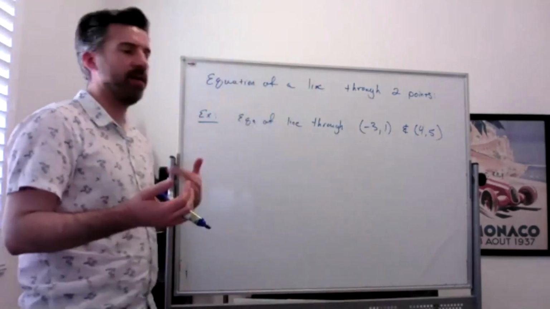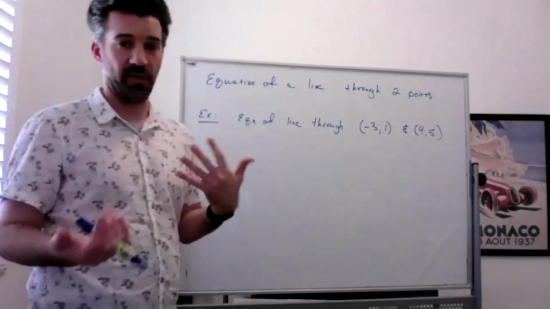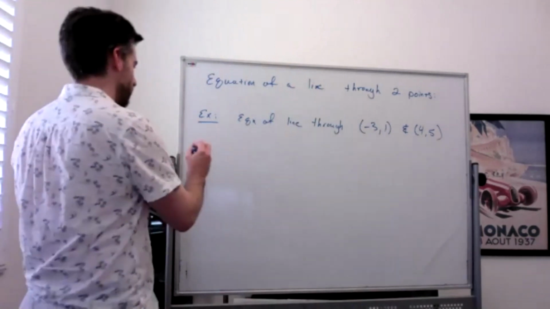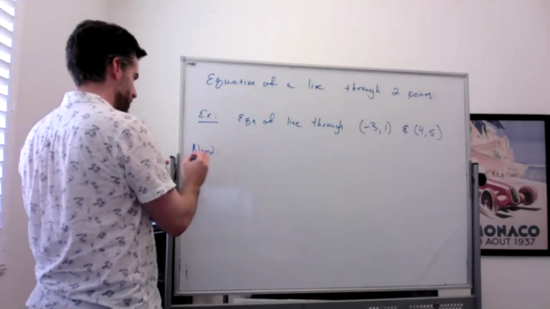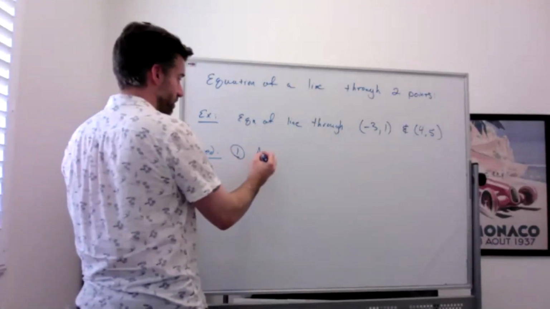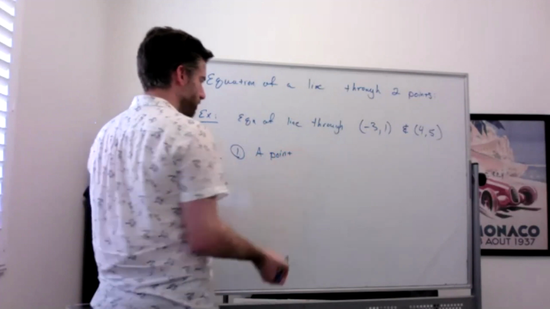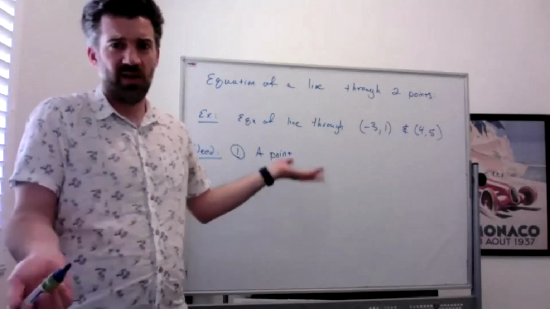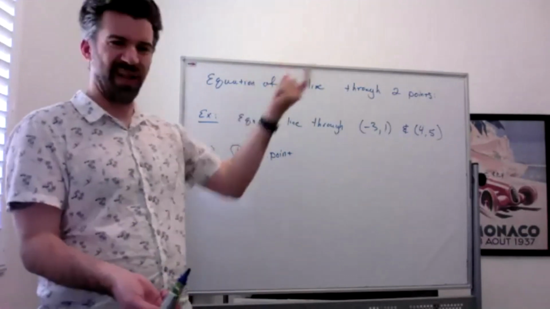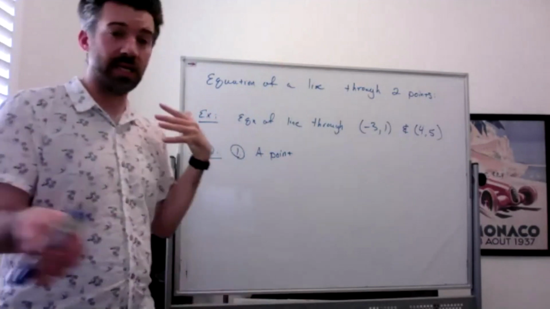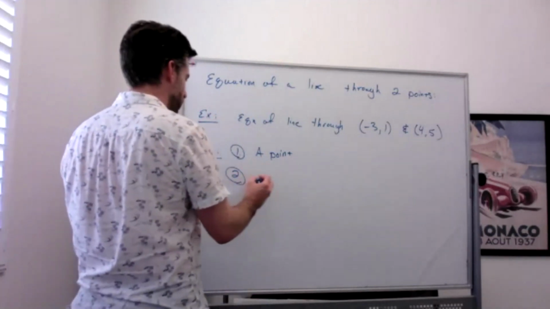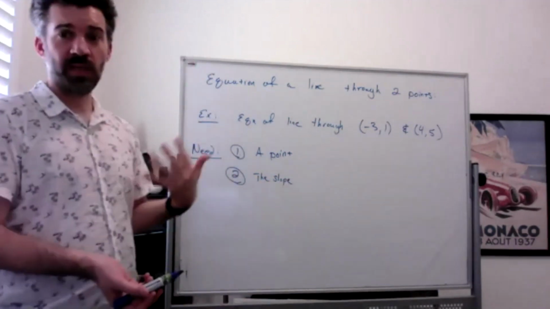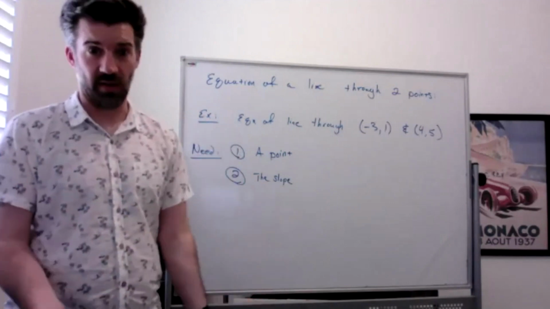And the thing I want you to take away from this is that to find the equation of a line, you really need 2 pieces of information. So we need a point. You always need at least 1 point to find the equation of a line. Otherwise, if you didn't have any points, you wouldn't really have anywhere to anchor it. And then the second thing we need is the slope. Once we have these 2 pieces of information, we can totally write the equation of the line.